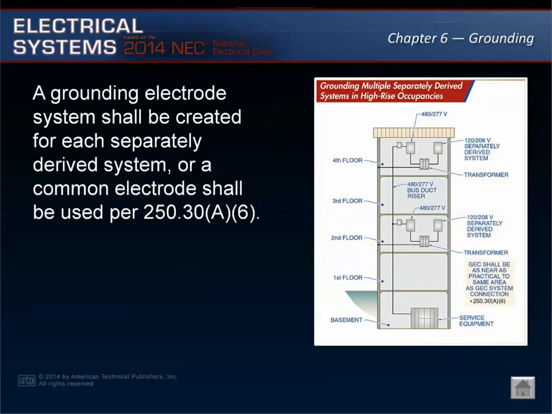If neither the steel nor the water piping proves to be suitable, other electrodes per Article 250.30(A)(4), Exception 1, such as concrete encased electrodes, ground rings, or rod or pipe electrodes shall be used. No matter what type of grounding electrode is selected, it shall be as near as possible to, and preferably in the same area as, the point where the connection is made to the system.